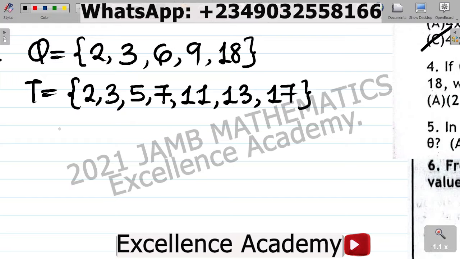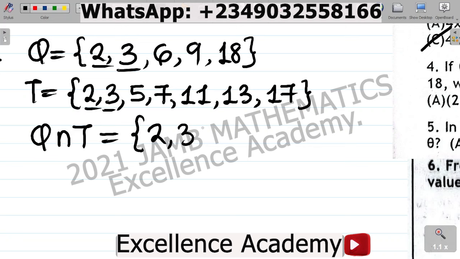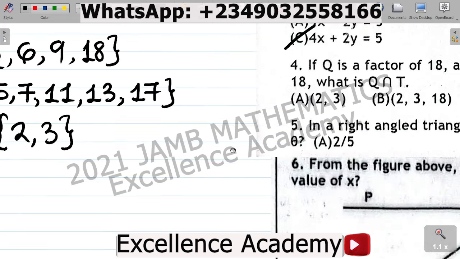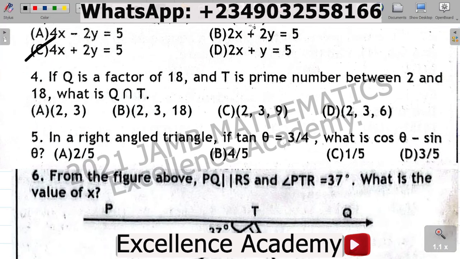So you have this. If you ask for Q intersection T, what this simply means is find the elements that you have in both Q and T. In Q, I have 2 and 3. In T, I have 2 and 3. I think those are the only numbers they have in common. So your answer here is 2, 3. Let's see, do we have any option there as 2, 3? Yep, that's option A, 2, 3. That's the correct answer.